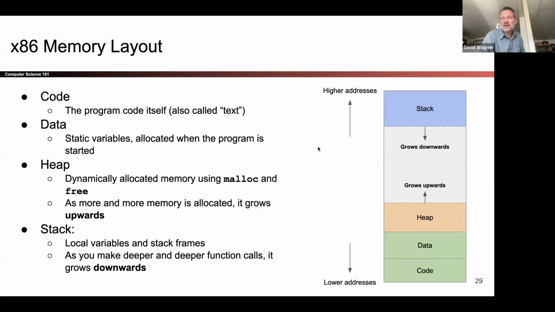Okay, those are the four main areas of memory, and the stack is maybe the most crucial to understand. The heap is also important. But I'm going to focus a lot on the stack because the mechanics of how function calls work depend very heavily on the stack. And that's going to be important in the next lecture.